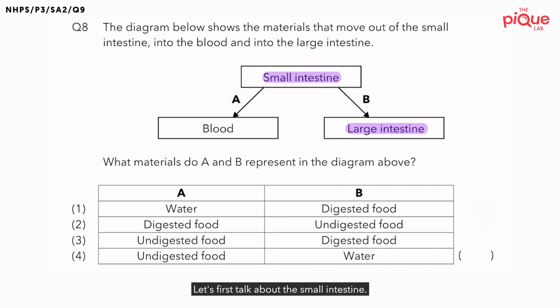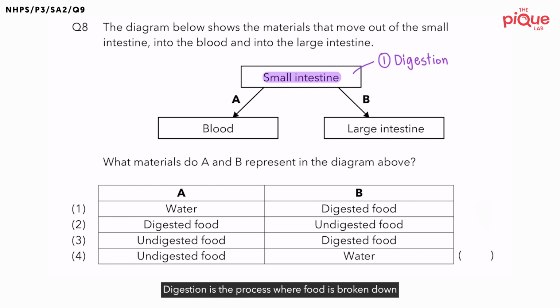Let's first talk about the small intestine. Can you recall what are the two processes that take place in the small intestine? The first process is digestion. So, what is digestion? Digestion is the process where food is broken down into simpler substances.